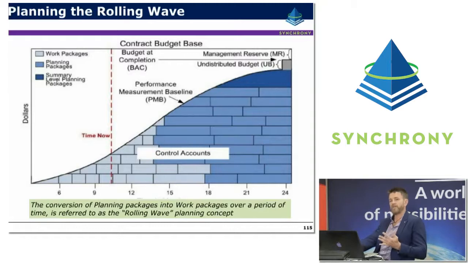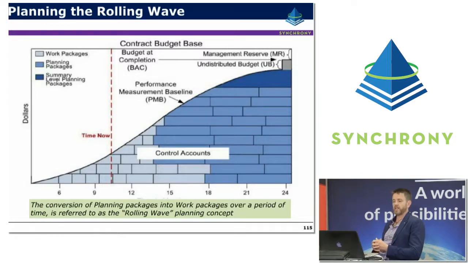So once again, we've already covered it in the first module, but it's all about this rolling wave concept. If you can see the work packages in the lighter blue, and the planning packages in the medium coloured blue, if you like, and time now, you can see in the vicinity of time now, we're surrounded by work packages. So at any given moment, the work that's been authorised and the work that people should be working on all exists in work packages.